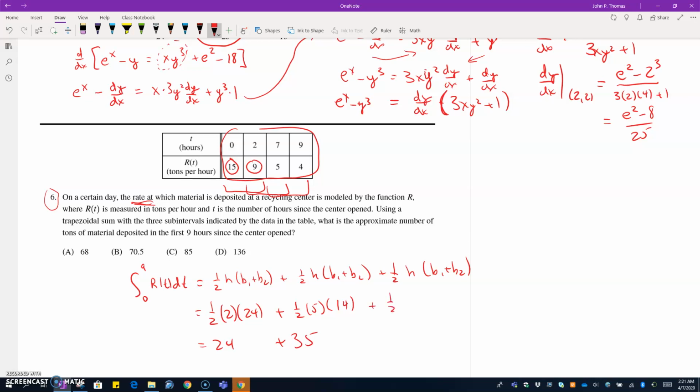Then I've got this last section. It's from 7 to 9, so the height is 2. And the sum of the bases is 5 plus 4, which is 9. So that one's going to be a 9.